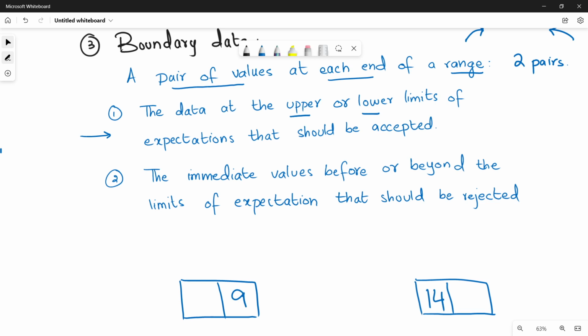Now quickly see this one for the second value of our pairs. The immediate values before or beyond the limits of expectation that should be rejected. It is very important that these are the immediate values that will be rejected by the system.